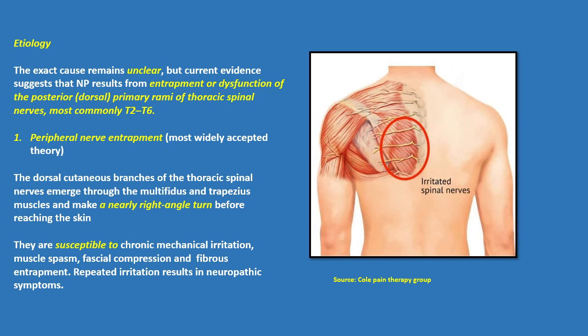The dorsal cutaneous branches of the thoracic spinal nerves emerge through the multifidus and trapezius muscles and make a nearly right-angle turn before reaching the skin. They are susceptible to chronic mechanical irritation, muscle spasm, fascial compression, and fibrous entrapment. Repeated irritation results in neuropathic symptoms.